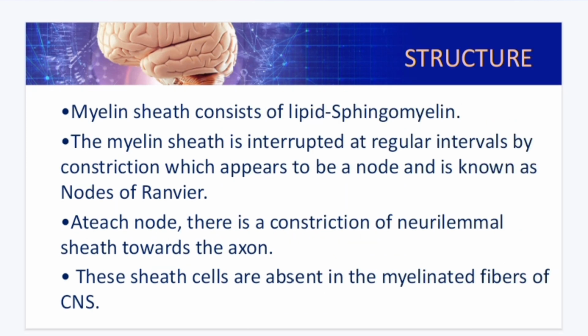Coming to the structure of the myelin sheath, the myelin sheath is made up of a lipid called sphingomyelin. You have to remember that, because sphingomyelin we will be discussing throughout the course of veterinary studies, like in biochemistry and all. And you know that there are nodes of Ranvier, right? These nodes of Ranvier are what? These are the constriction points present at the axon, made by the Schwann cell sheath, that is the myelin sheath. And at each node there will be a constriction.